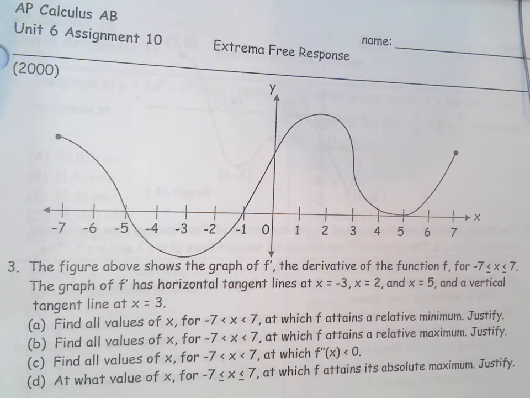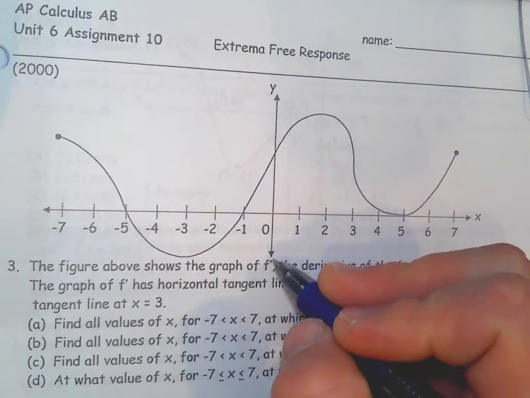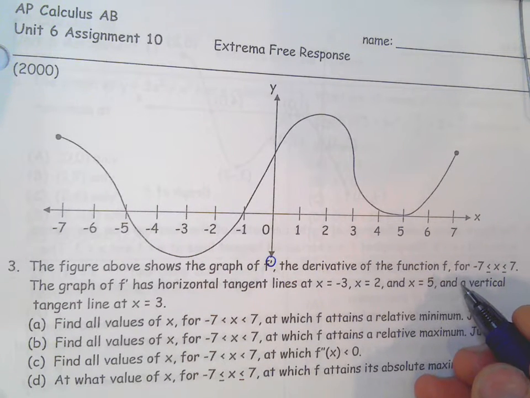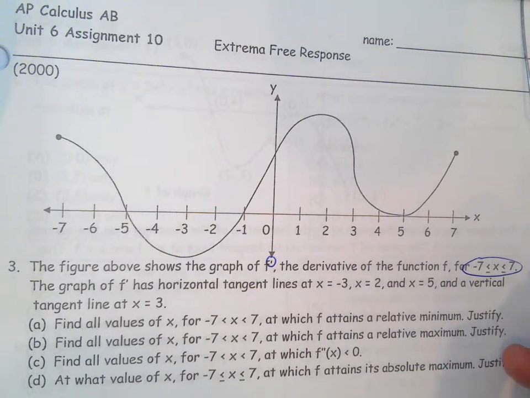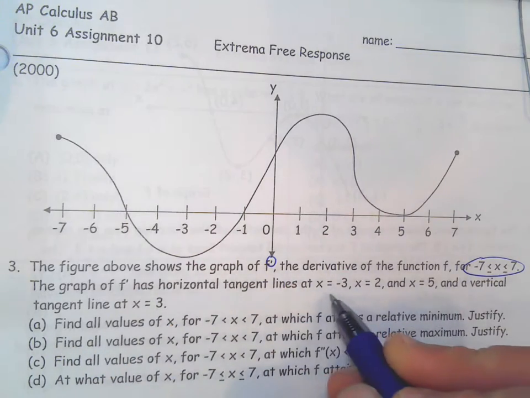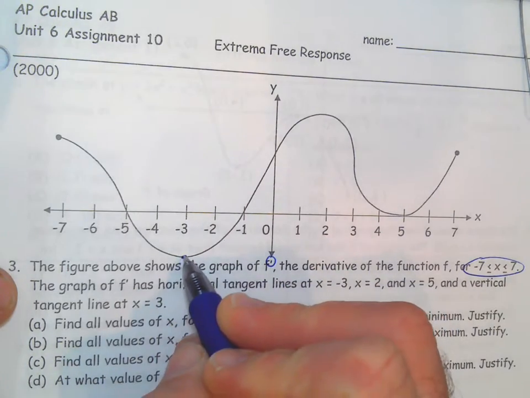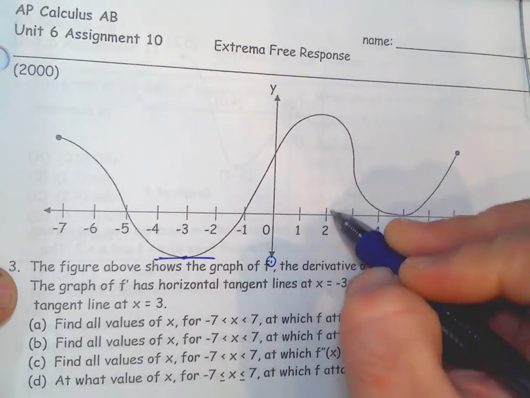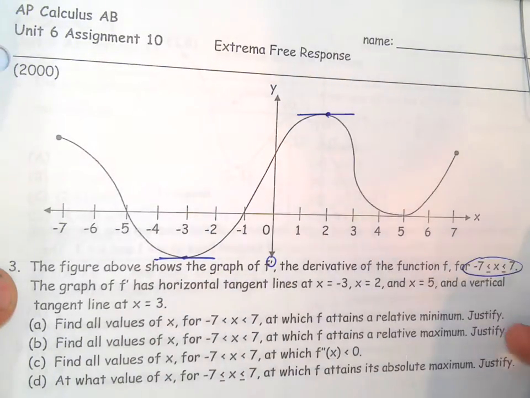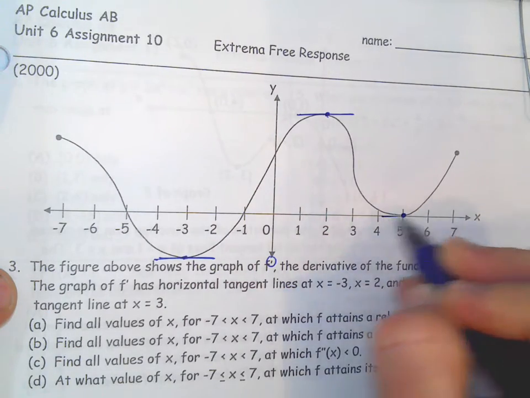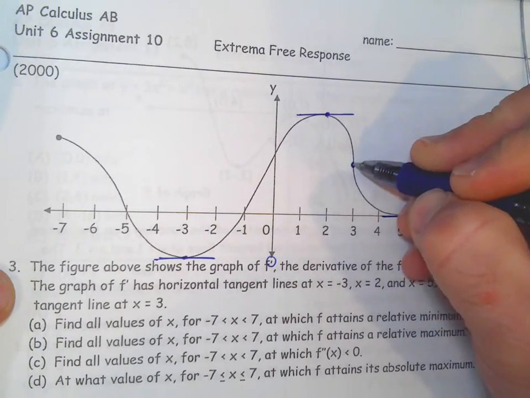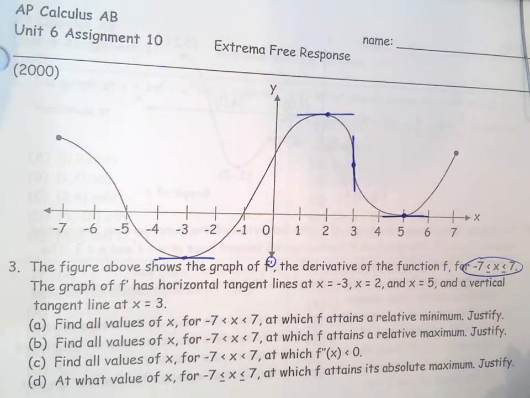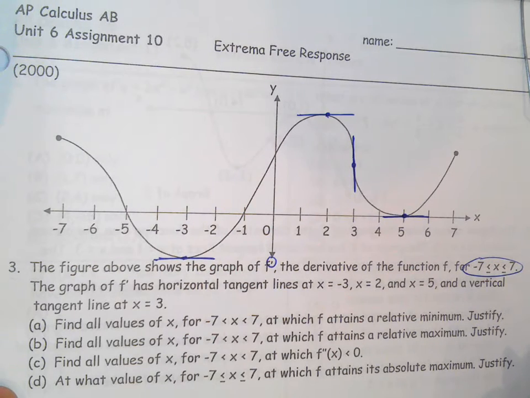Okay, so the figure shows the graph of f prime. Usually you're going to get one of these on the AP test free response, a graph of the derivative. On negative 7 to 7, f prime has horizontal tangent lines at negative 3, which it looks like it does, 2, which it looks like it does, and 5. So I like to just mark those on there. Vertical tangent line at 3. So that kind of makes sense. All right, so I put that stuff on the picture.